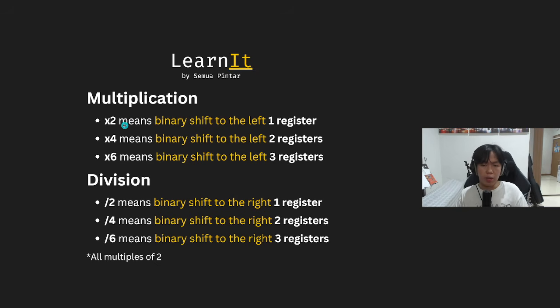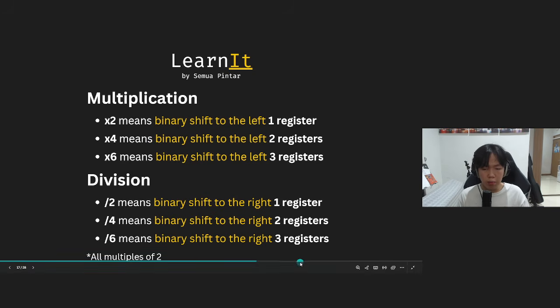When you multiply a binary value by 2, it's pretty much the same as shifting to the left by 1 register. Multiplication is to the left, and multiplying by 2 is 1 register. Multiplying by 4 is shifting to the left 2 registers, and multiplying by 8 is moving the binary 3 registers to the left. So if you notice, these are multiples of 2, right? So if it's 2, then it moves to the left by 1 register. 4 is 2, and 8 is 3. And it keeps following this pattern.